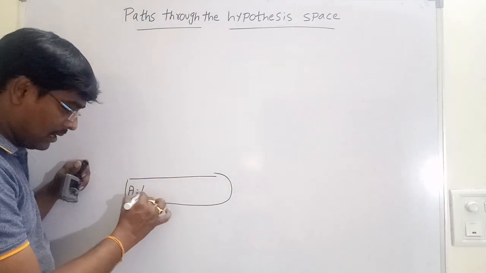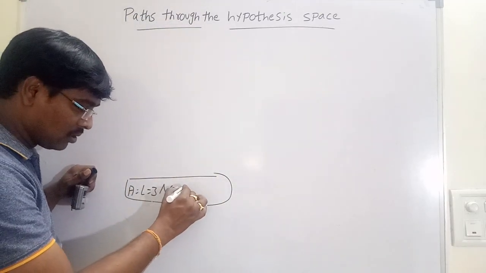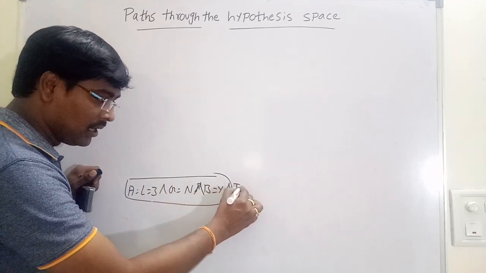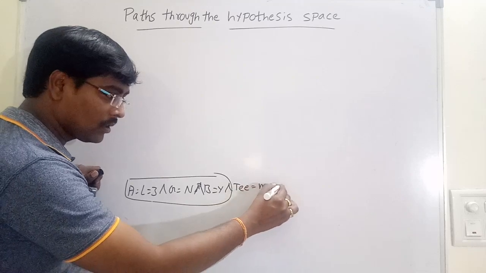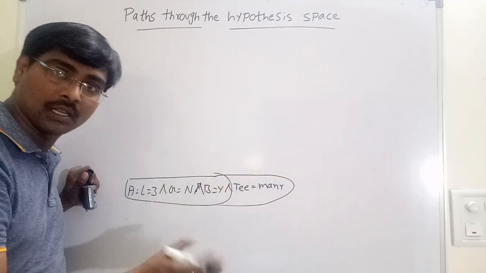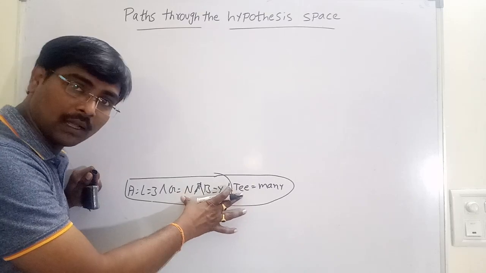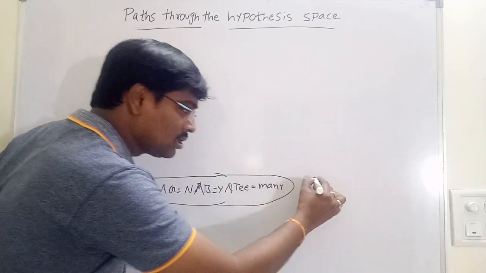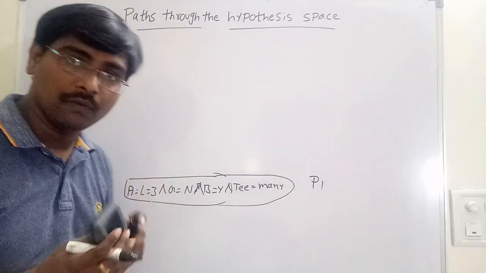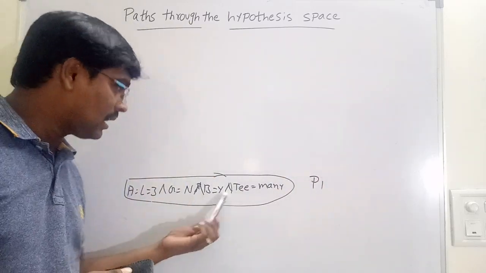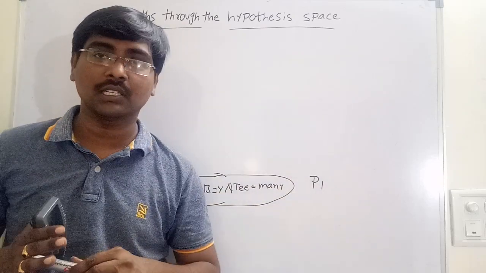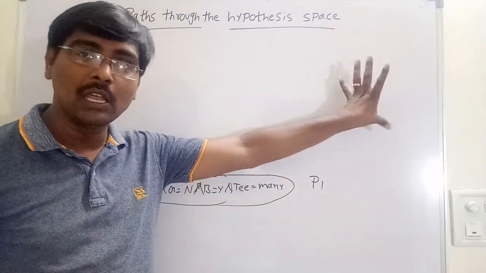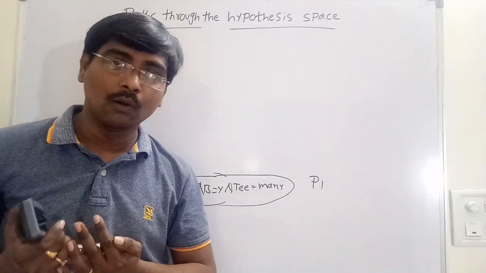For example, length is equal to 3, gills is equal to no, back is equal to yes, and teeth is equal to many. Assume, this is just an assumption, this is the form, a logical expression or conjunctive form. This covers only one positive example. Then what is our aim? We have to cover all 5 positive examples.